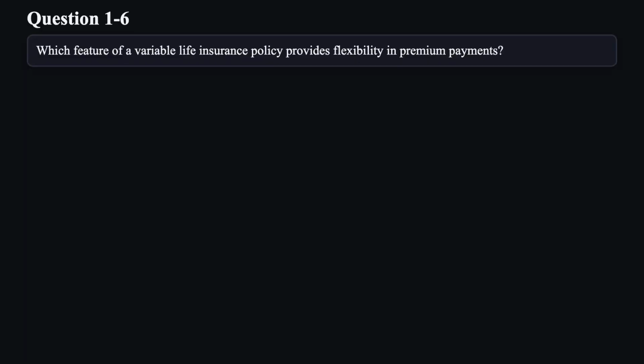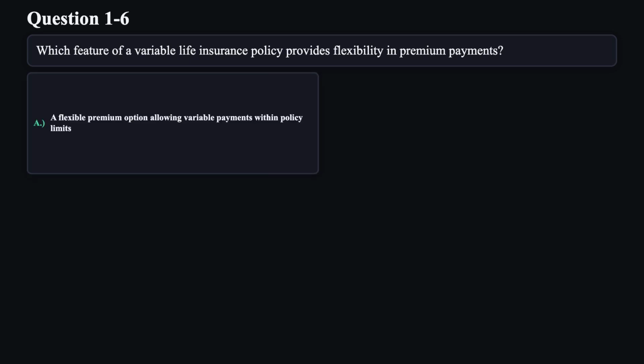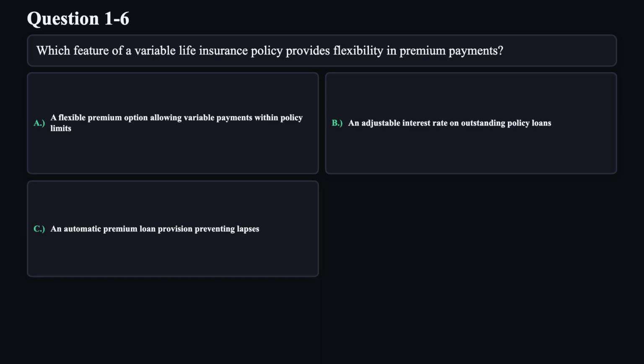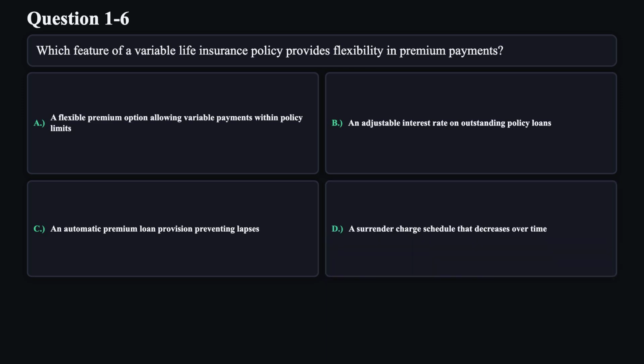Question 6. Which feature of a variable life insurance policy provides flexibility in premium payments? A. A flexible premium option allowing variable payments within policy limits. B. An adjustable interest rate on outstanding policy loans. C. An automatic premium loan provision preventing lapses. D. A surrender charge schedule that decreases over time.